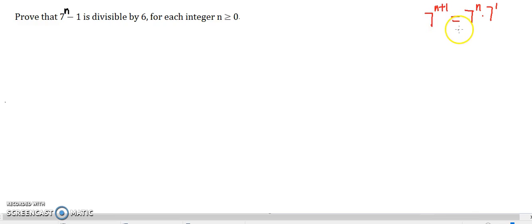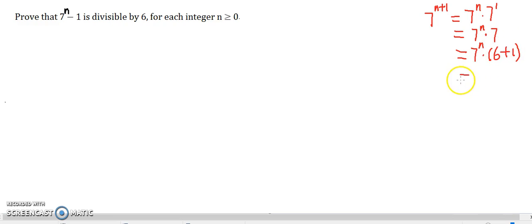And 7 to the 1st just means 7. So if we have this first power, the 1 can be omitted. And the next step we can do is break down 7 as 6 plus 1, because 7 equals 6 plus 1.